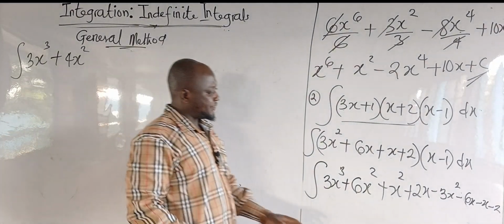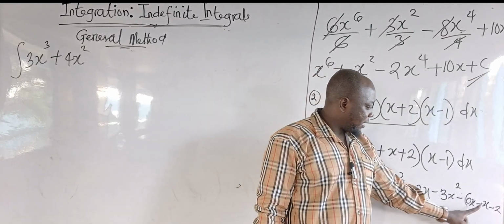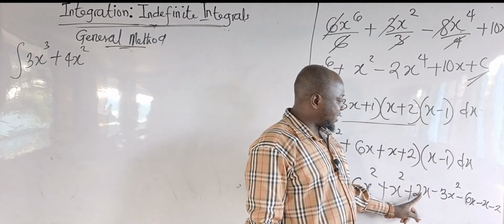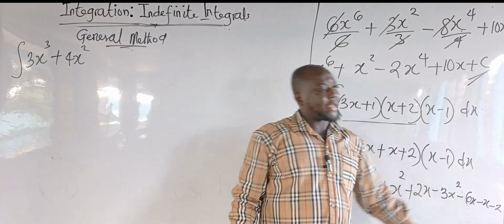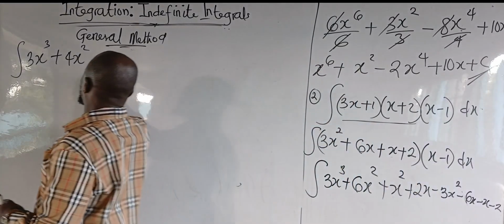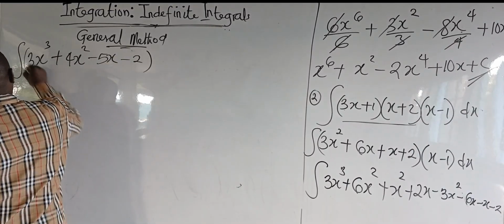Now next up here, I'm having the ones with x, this one, and this one. So this minus this one, that will give us minus 4. Minus 4 minus this is 1. That will give us minus 5. So I'm having minus 5x, then minus 2 here.